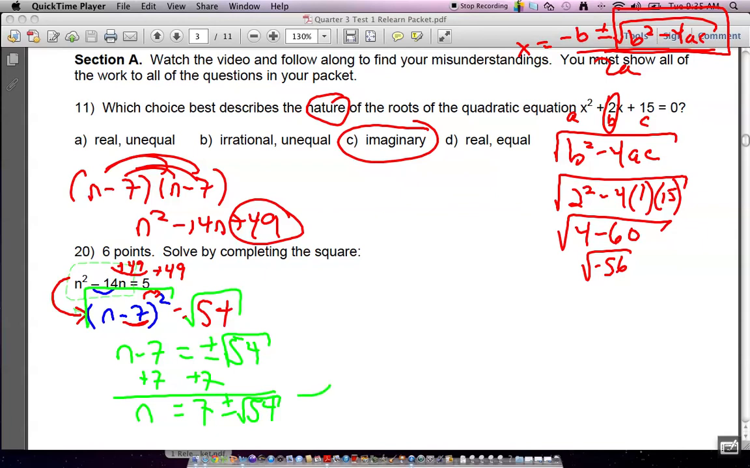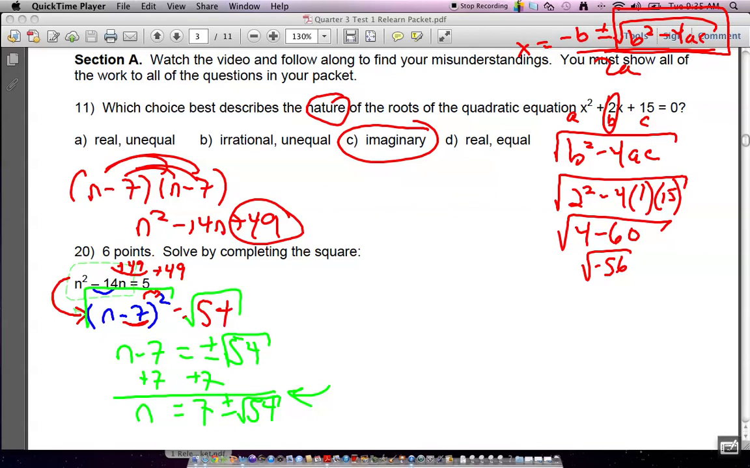We have not yet worked on how to simplify that square root of 54. That'll be a lesson we do a little bit later in the year. And when we do that lesson, we'll come back to completing the square and come back to the quadratic formula for a day so that we can add in this final step. But if you had 7 plus or minus the square root of 54 on your paper, you got full credit.